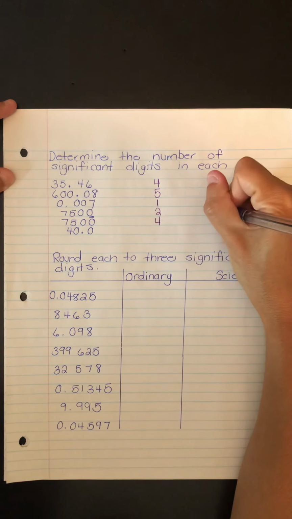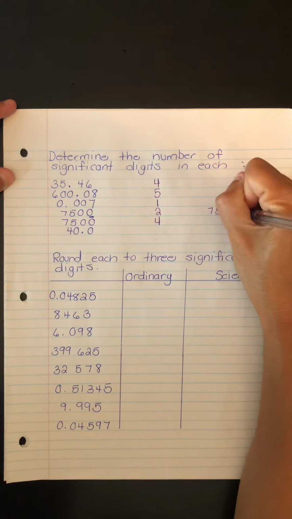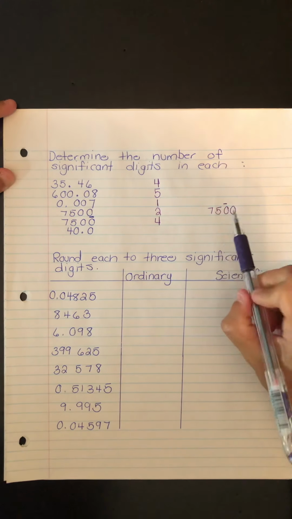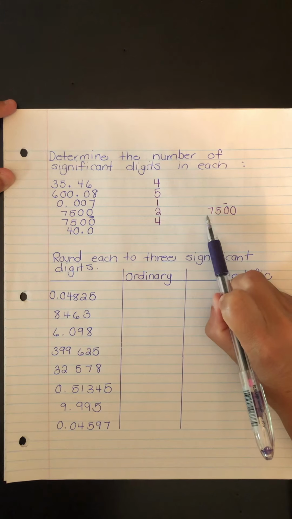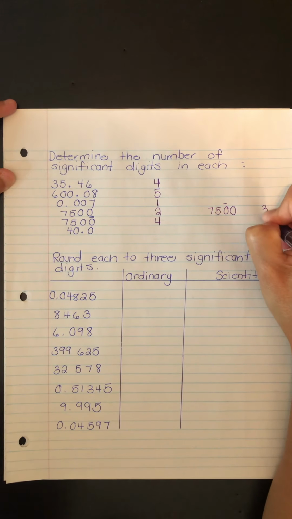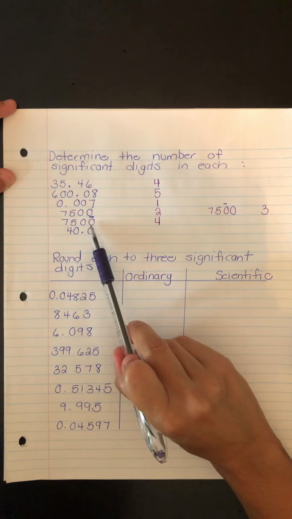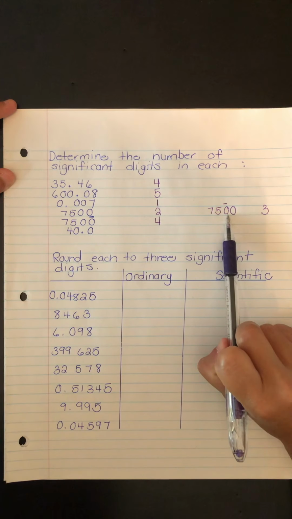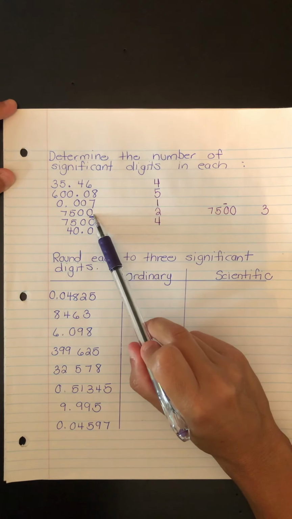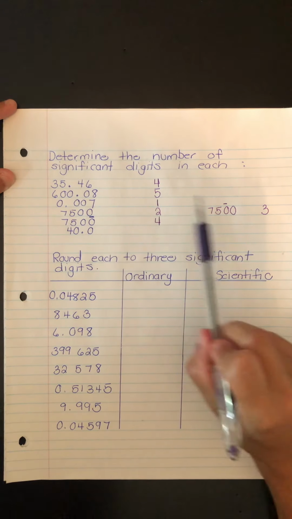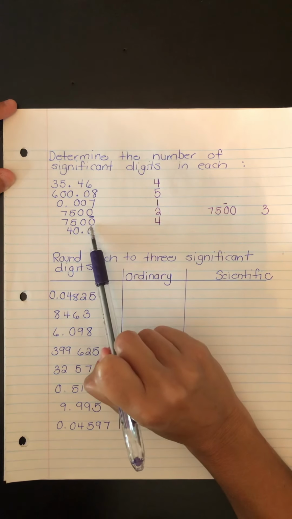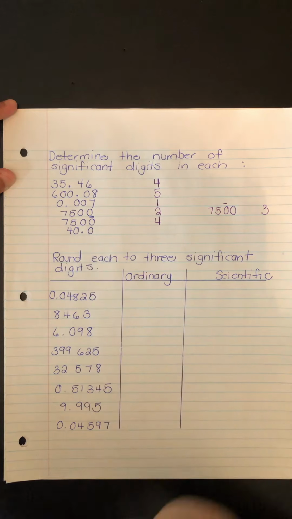Okay, and if, for example, 7,500 were written this way, with the vinculum over this zero, now we would have 1, 2, 3 significant digits in total. So using the vinculum can change the number of significant digits. With no vinculum, 2 significant digits. With the vinculum here, 3 significant digits. With the vinculum here, 4 significant digits.